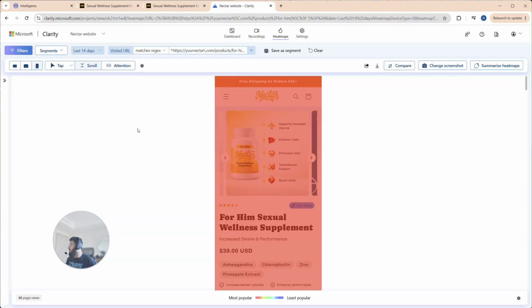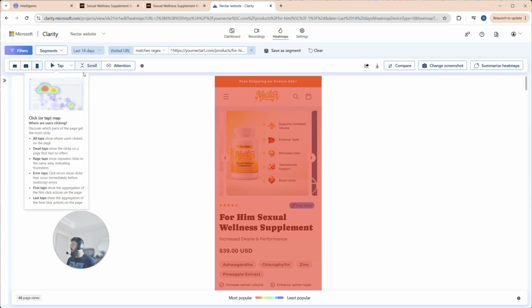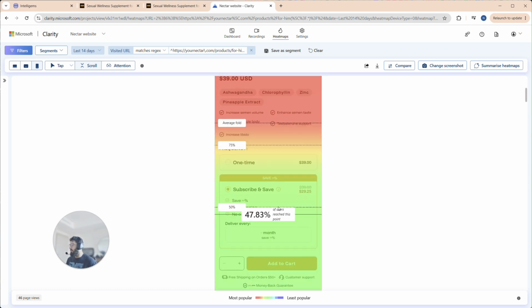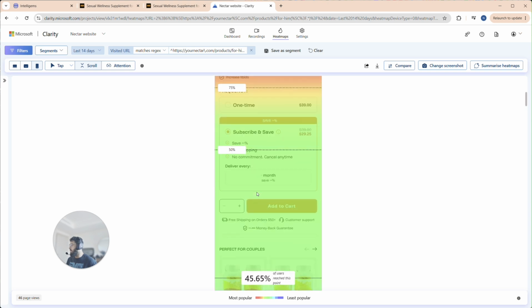For those of you who don't know, this is a tool that we use to determine how people are interacting with the web page. You can see on the top left-hand side over here, I've got a tap map, a scroll map, and an attention map. The tap map shows me where people are clicking. Sometimes people will call it a heat map. The scroll map shows me how far people are scrolling. You can see right now that's what I have selected. 100% of people see the top of the page, but then as time goes on, people start to drop off the further down the page we go.